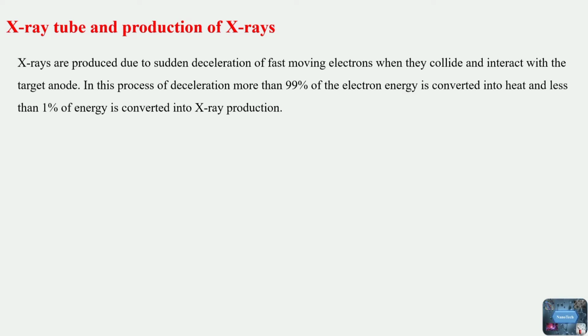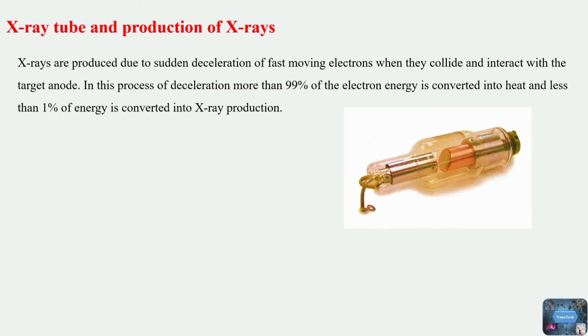X-rays are produced due to sudden deceleration of fast-moving electrons when they collide and interact with the target anode. In this process of deceleration, more than 99% of the electron energy is converted into heat and less than 1% of energy is converted into X-ray production. X-rays can interact with matter by the following: photoelectric effect, Compton scattering, Rayleigh or classical scattering, pair production, ionization.